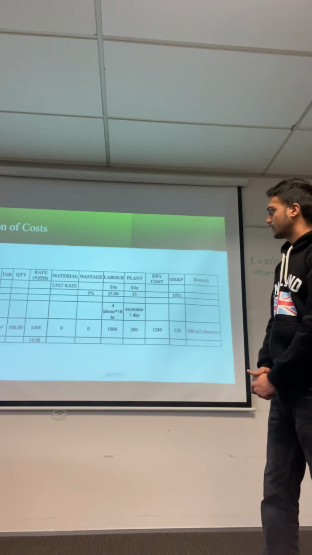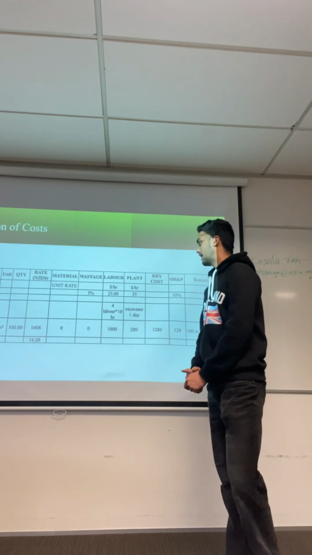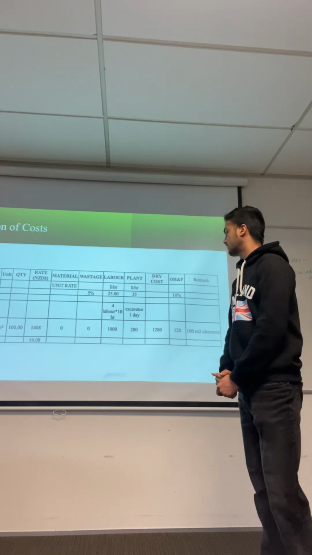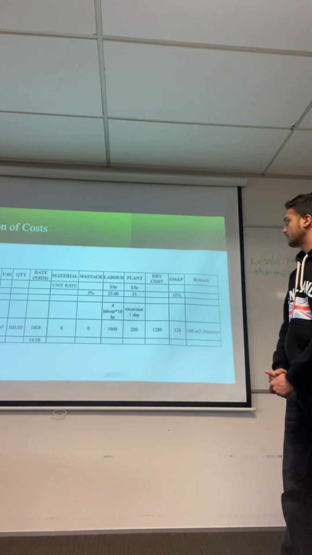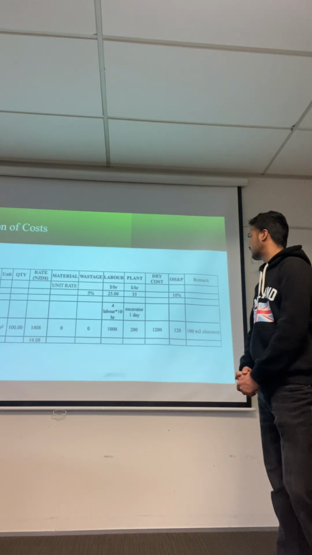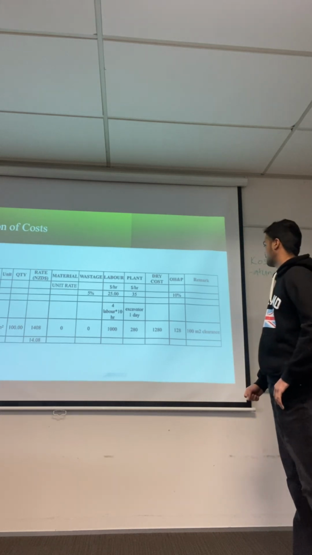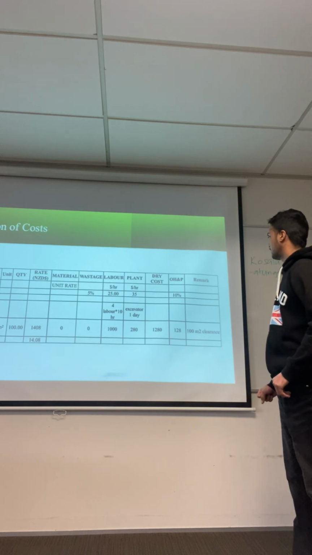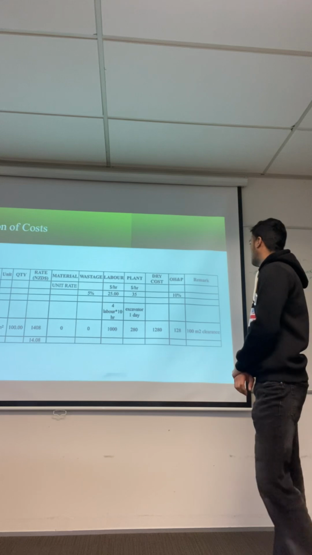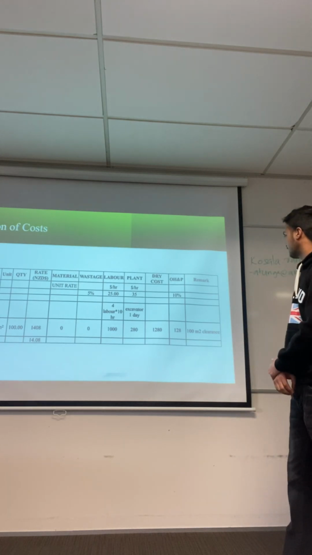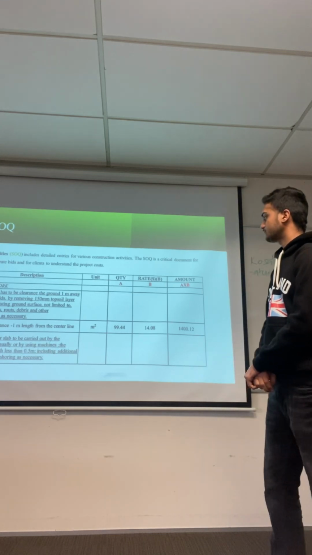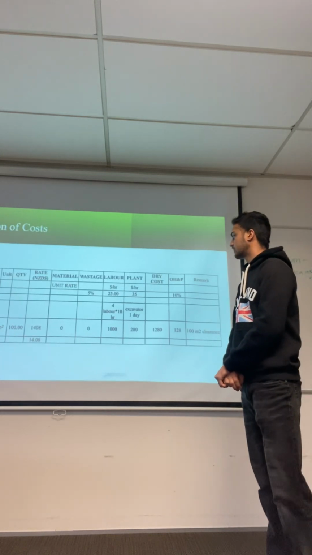1.1 ground clearance 1 meter length from the center line, M square 100, and rate is $1,408, and material 0, and labor 1,000, and plant 280, and dry cost 1,280, and overhead 128, and remarks 100 meters square clearance, and ground clearance M square 14.8.